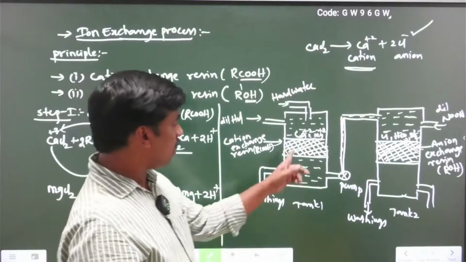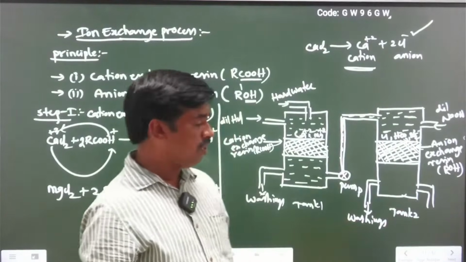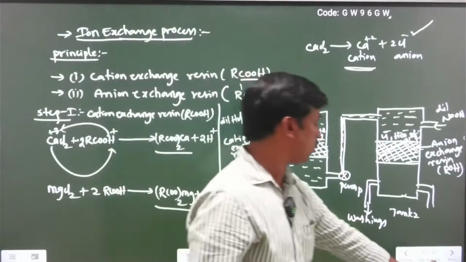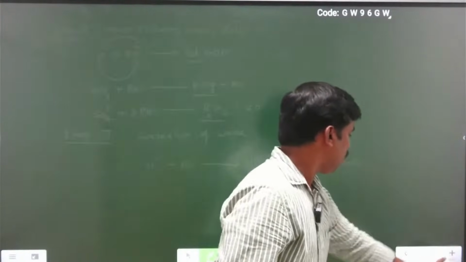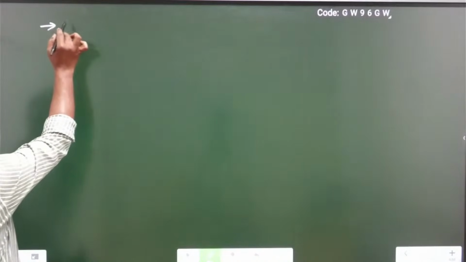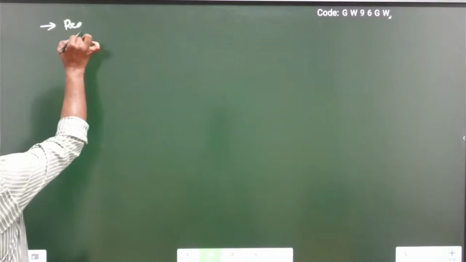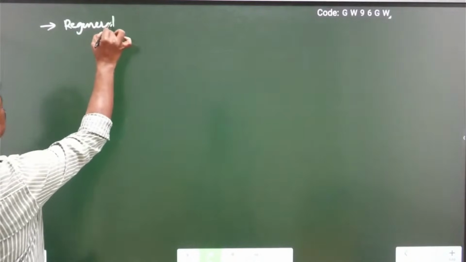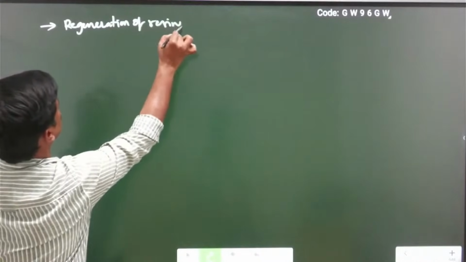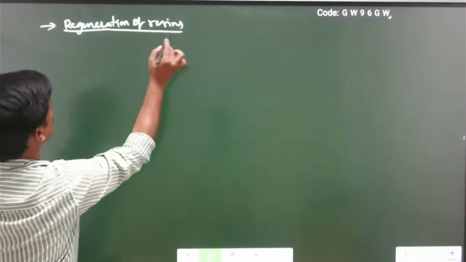The microporous structure gets exhausted due to continuous exchange of cations and anions in the respective tanks. Whenever these resin beds are exhausted, that time regeneration of the resins is required. How to regenerate the resins?